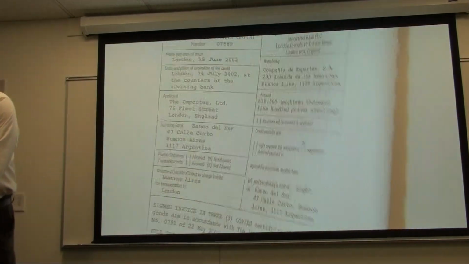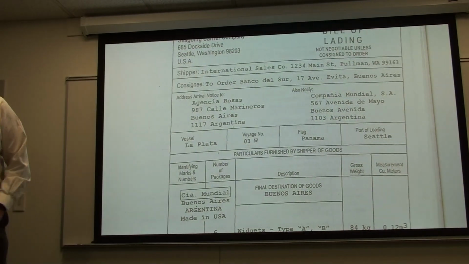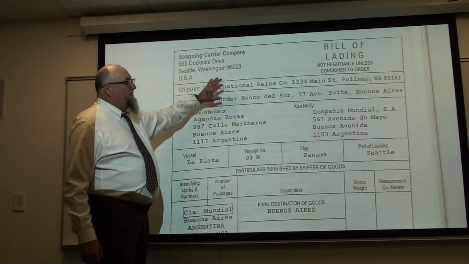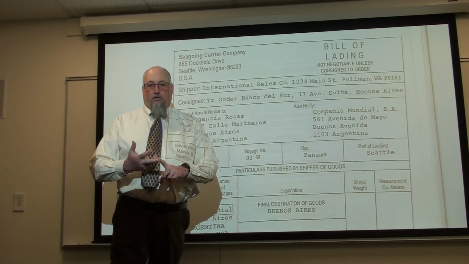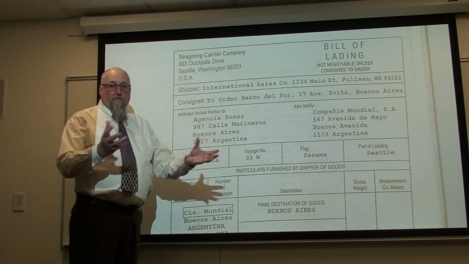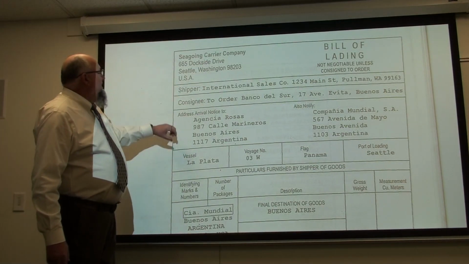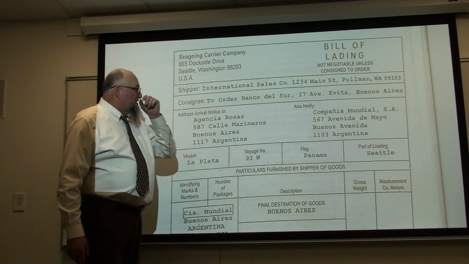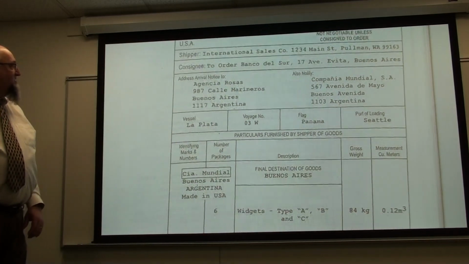Now let's look at a bill of lading. Page 64. All right, so this bill of lading, again, remember a bill of lading is title, proof of the transportation contract, the shipping contract, and a document of payment. So Seagoing Carrier Company is the shipper, the transportation company. The shipper, that is the seller, is International Sales Company, and we have the buyer there in Argentina.